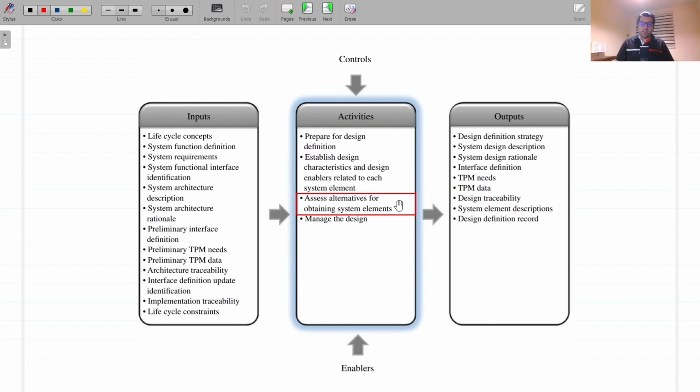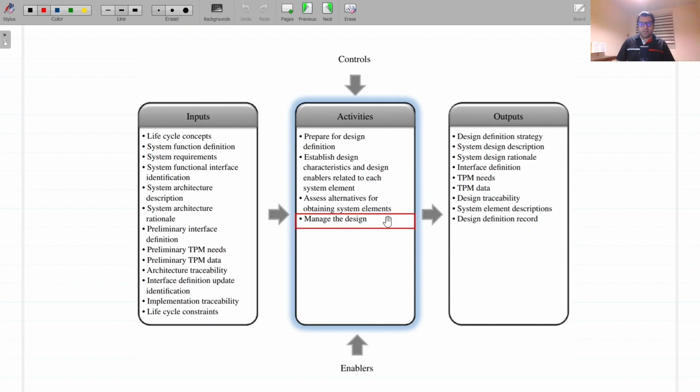If the decision is to buy or reuse a system element, the acquisition process may be used to obtain the system element. Manage the design. Capture and maintain the rationale for all selections among alternatives and decisions for the design architecture characteristics, design enablers, and sources of system elements. Manage the maintenance and evolution of the design, including the alignment with the architecture. Assess and control evolution of the design characteristics.